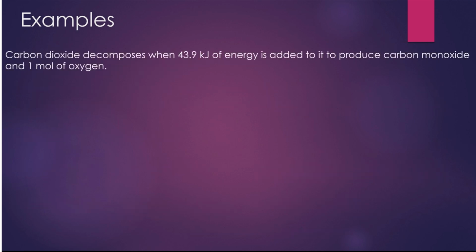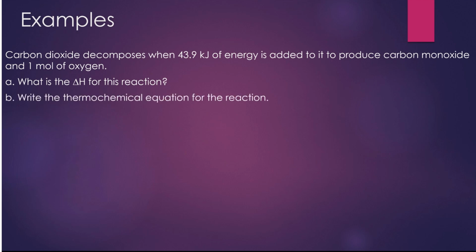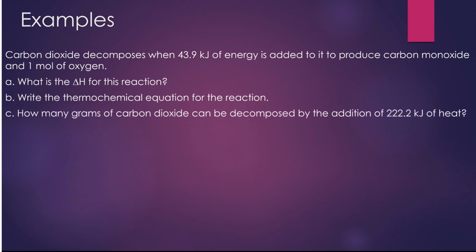One more example. Carbon dioxide decomposes when 43.9 kilojoules of energy is added to it to produce carbon monoxide and 1 mole of oxygen. Again, first question, what is the delta H for this reaction? Second question, write the thermochemical equation for the reaction. And part C, how many grams of carbon dioxide can be decomposed by the addition of 222.2 kilojoules of heat? So this question is giving us an amount of energy and asking us to figure out a mass of carbon dioxide that we can decompose.